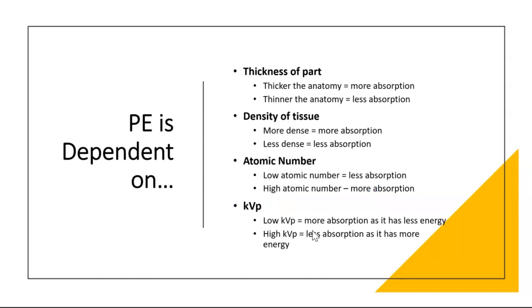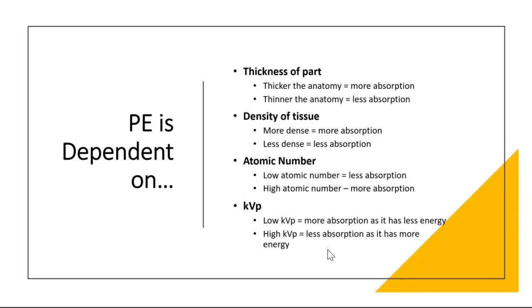So photoelectric effect or absorption is dependent on the thickness of the part. The thicker the anatomy, the more absorption. The thinner the anatomy, the less absorption. The density of the tissue: is it fat versus muscle? The more dense, the more absorption; the less dense, the less absorption. Atomic number: low atomic number, less absorption. Higher atomic number, such as calcium or iodine, more absorption, okay? KVP: low KVP, more absorption, as it has less energy to penetrate the part. Where if we have high KVP, there's less absorption as it has more energy to get through the part, okay?